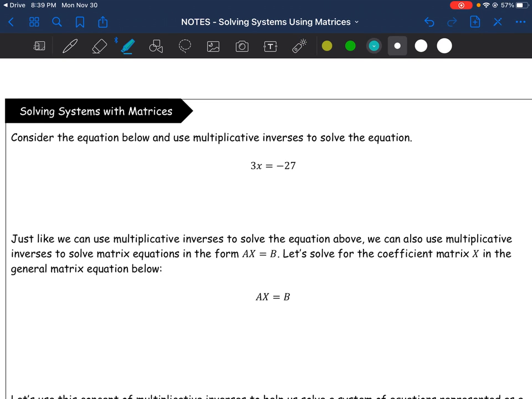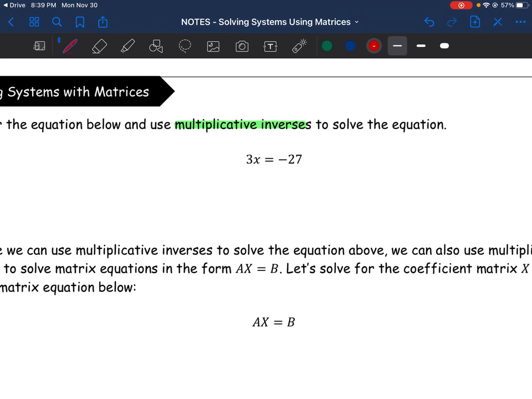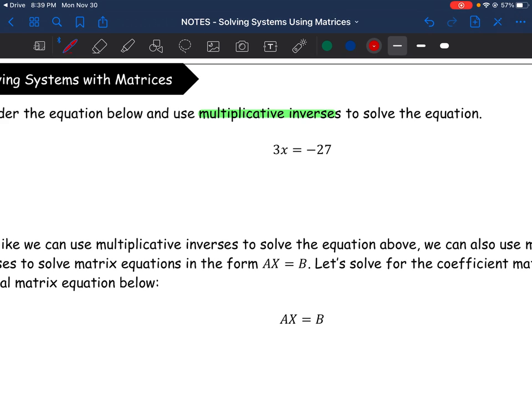So let's use multiplicative inverses to solve this very simple algebraic equation. We have the equation 3x equals -27. Remember that a multiplicative inverse is where you multiply two numbers together and we get a 1. So what number would I multiply by 3 to get a 1? Well, the answer is 1/3. So what we're going to do is multiply both sides of this equation by 1/3. Okay, so 1/3 times 3x equals 1/3 times -27.